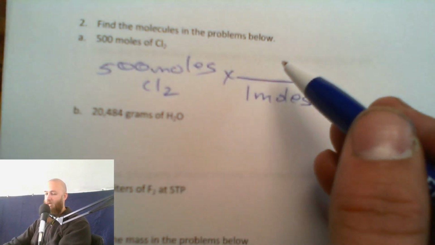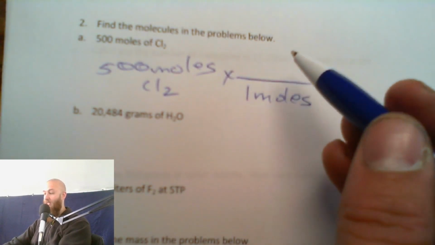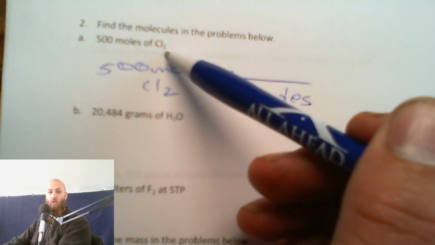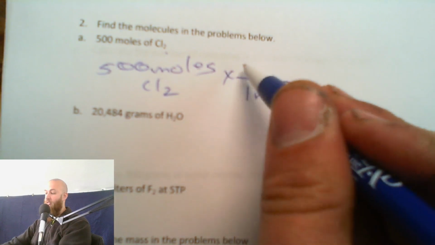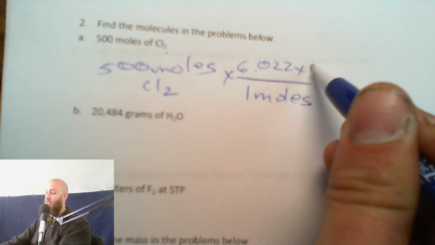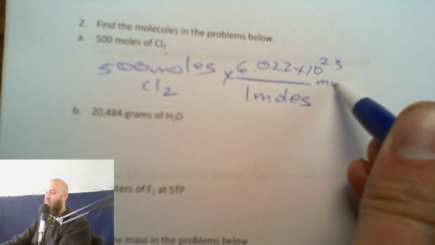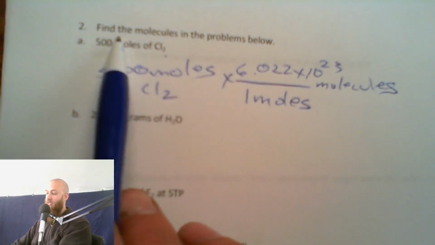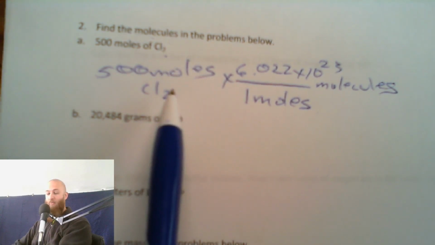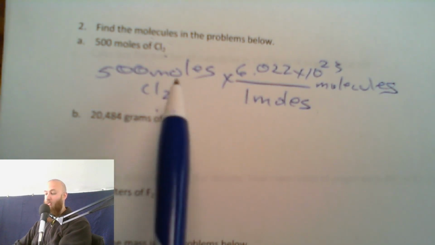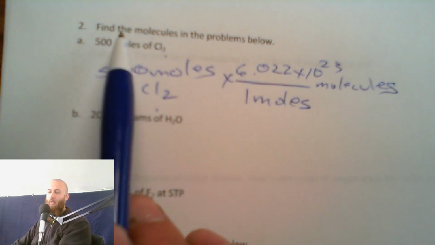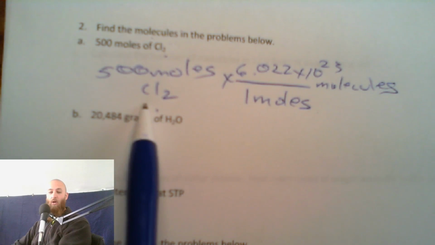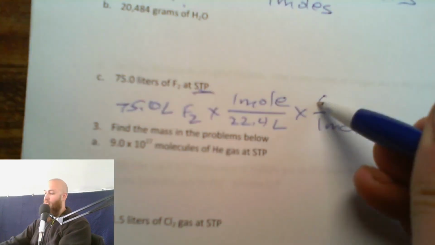And we go to representative particle. In this particular case, chlorine is a molecular compound, so we are going right to molecules in one step. 6.022 times 10 to the 23rd molecules. All right. Sometimes you'll have a situation where it says find the molecules, but the representative particle isn't molecules. Or in reality, more likely, it'll say find the atoms when the representative particle is formula units.